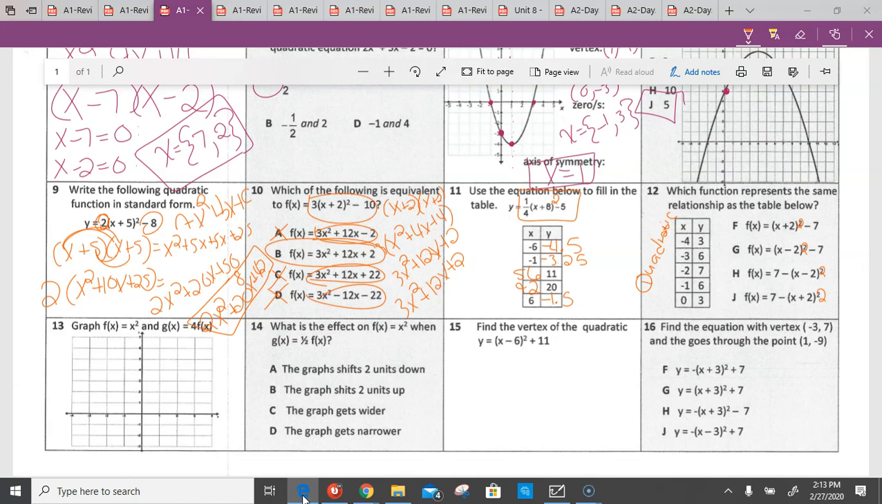But to get the line, let's go ahead and what I think I'm going to do is I'm going to try to find the vertex first of all. Now, I can look at these points.